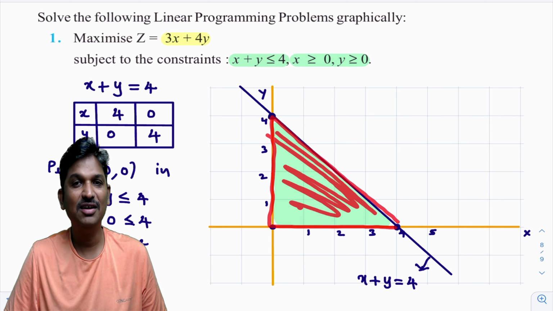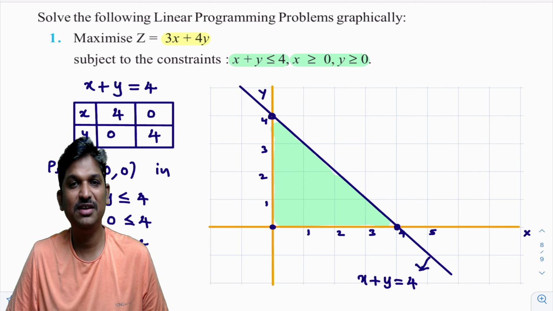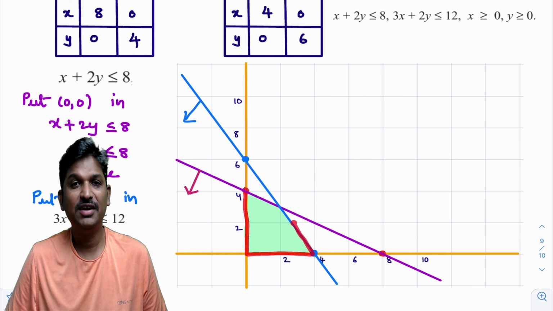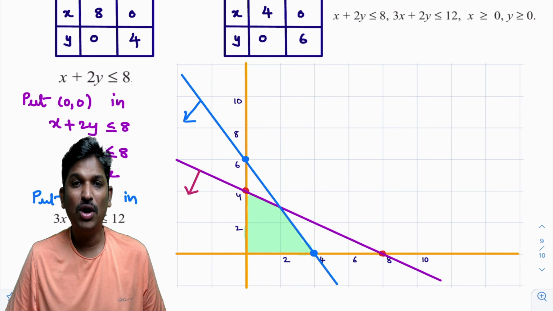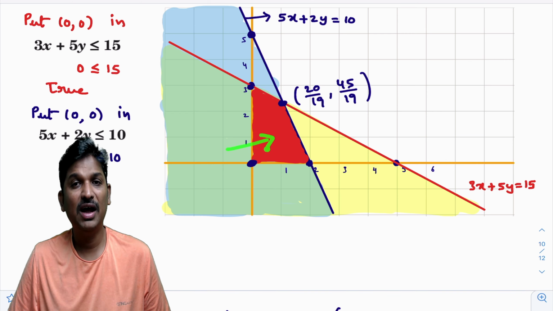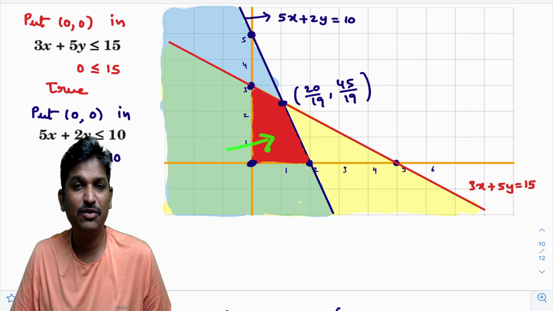This is the third class in the linear programming chapter. In the first class, we learned all the definitions related to this chapter. In the second class, we quickly revised the basic things required to do linear programming problems, which we learned in the linear inequalities chapter.